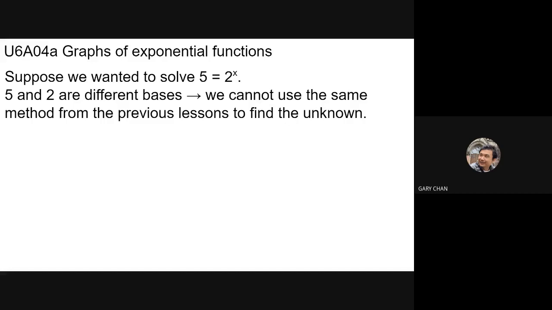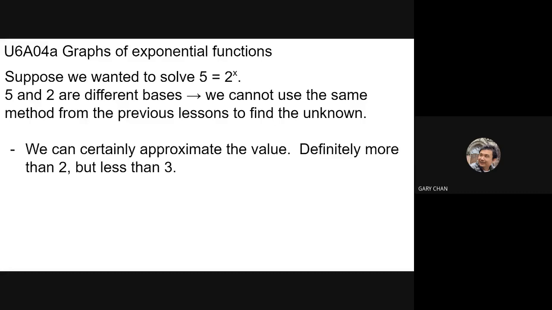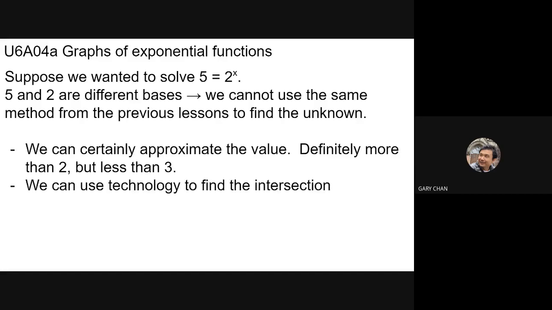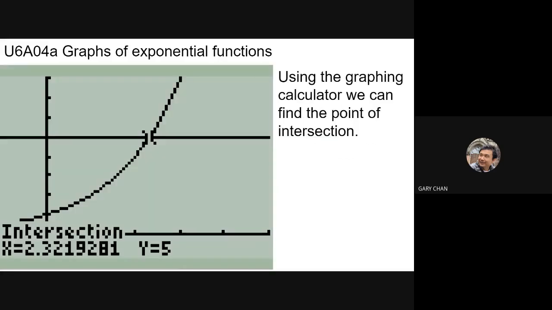So what other methods do we have to actually solve this? Well, we can certainly try to do a little bit of guess and check and approximate the values. Judging from our understanding of base 2, 2 to the second is 4, and 2 to the third is 8, so the answer should be somewhere between 2 and 3. We can also use technology to find x by graphing y equals 5 and y equals 2 to the x, and finding the point of intersection. Based on our initial hunch, that is correct. The point of intersection happens to be at 2.321.